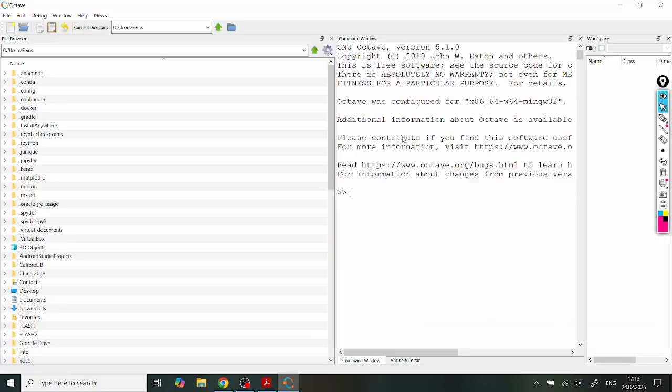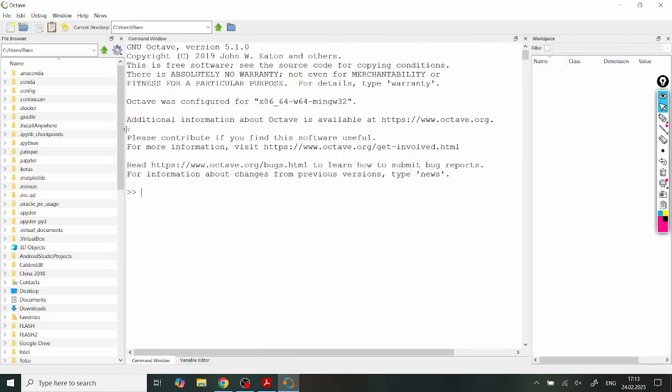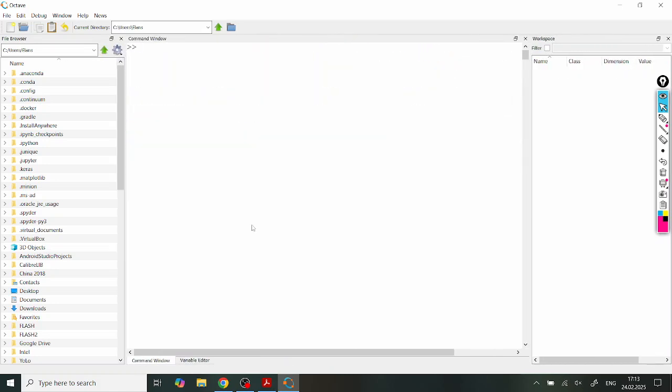So I don't need this editor. I will just input some commands here. So my signal was 0. Then I have 4 plus 1s. Then I have 4 minus 1s.